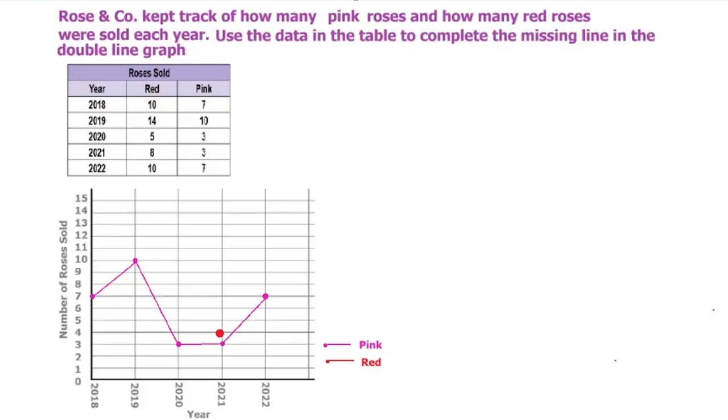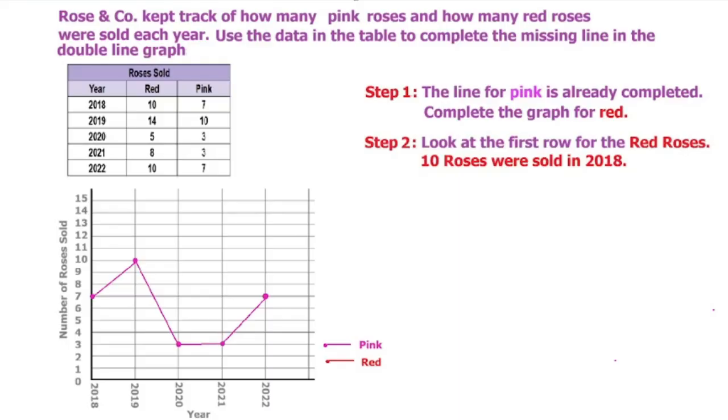Okay, so now we need to plot the red one. The line for pink is already completed. Let's complete the graph for red. So look at the first row for the red roses. So this is this one. So 10 roses were sold in 2018. So let's plot that. So in 2018, there were 10 roses. Here's the little red dot.